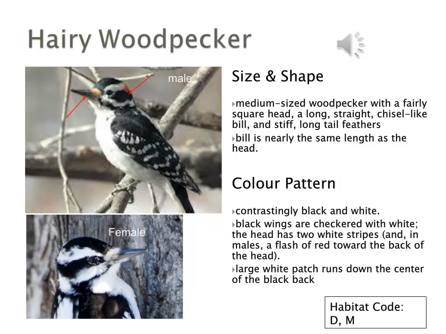A hairy woodpecker is a much larger woodpecker than the downy woodpecker. It's a larger size. The bill is larger also in proportion to the size of the head. They are black and white, of course, with black wings checkered as well. There is a large white patch which runs down the center of the back. Males also, similar to the downy, have a little bit of red color towards the back of the head, contrasting with how different it is relative to the sapsucker.